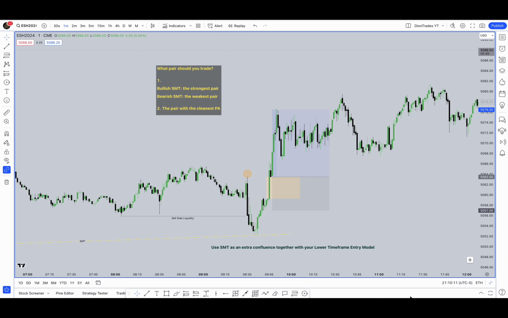So again, guys, for an SMT, look at correlated pairs, look how their structure is, look at when a certain pair fails to follow the same structure as the other correlated pair, and you have an SMT on your hands. When you have an SMT, use it as an extra confluence together with your lower time frame. And then the question, which pair should you trade? If you have a bullish SMT, the strongest one. If you have a bearish one, the weakest. And look at the one with the cleanest price action. And if you found an SMT, go to your lower time frames. For example, here the 2022 model with the sell side liquidity, displacement leaving a fair value gap, and the SMT will help a lot catching those reversals.